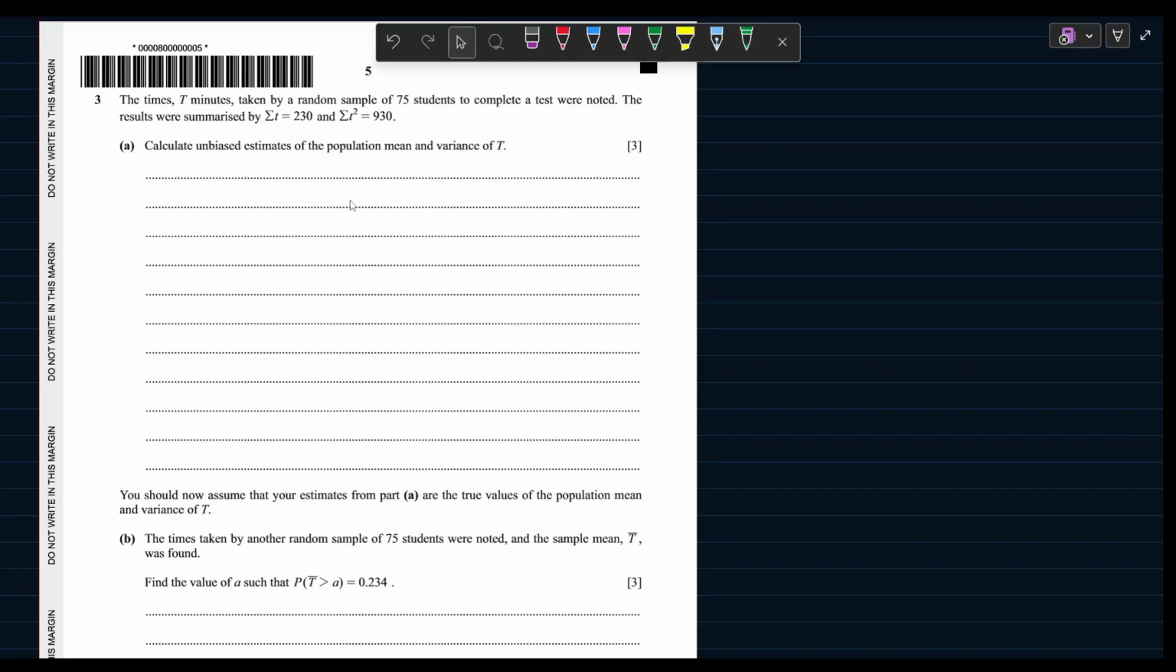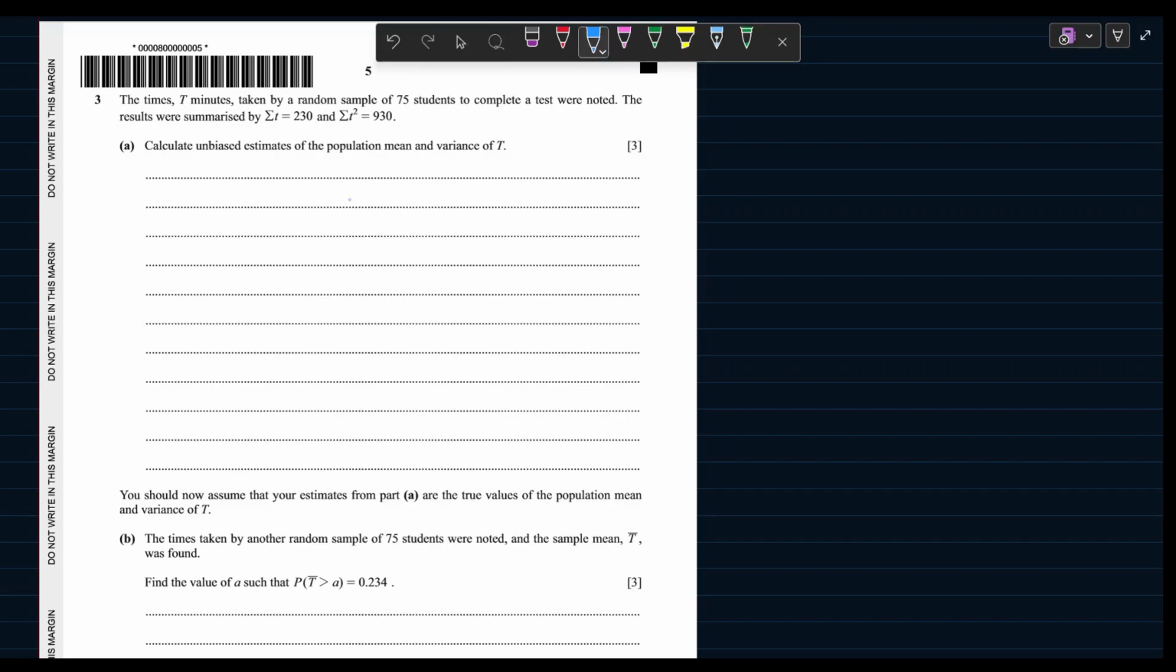Number 3. The times t minutes taken by a random sample of 75 students to complete a test were noted. The results were summarized by the summation of t is 230 and the summation of t squared is 930. Part A. Calculate unbiased estimates of the population mean and variance of t.